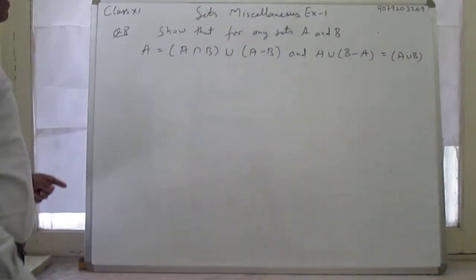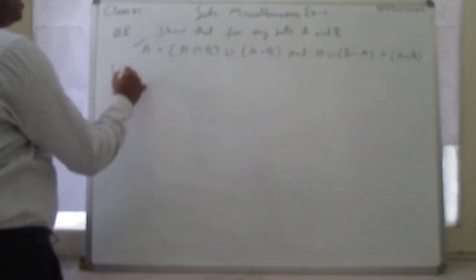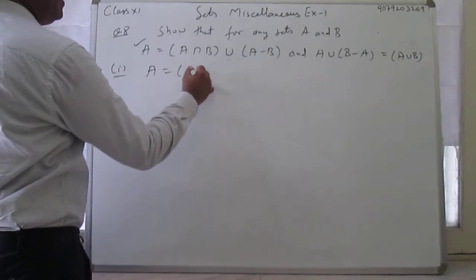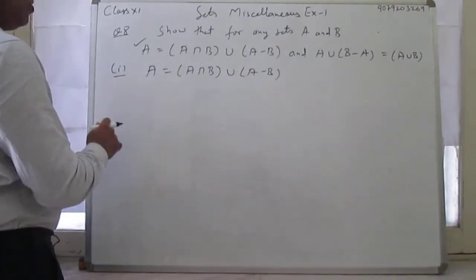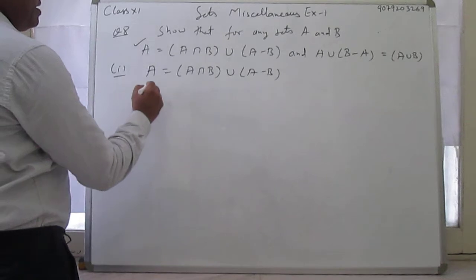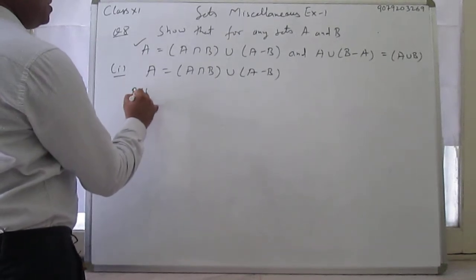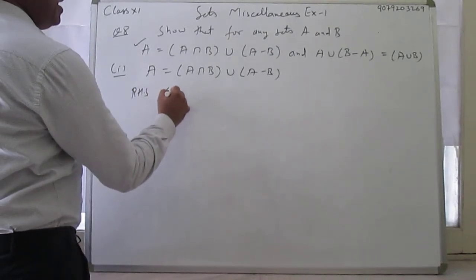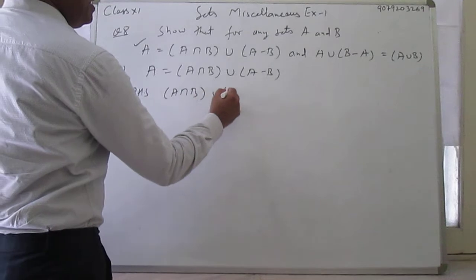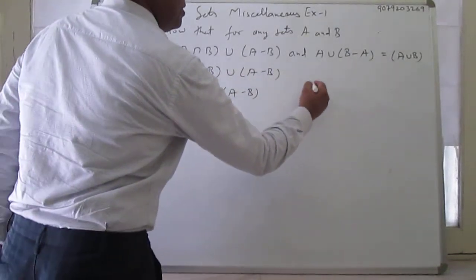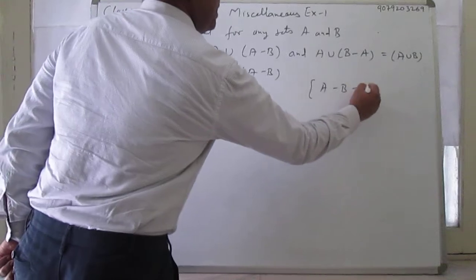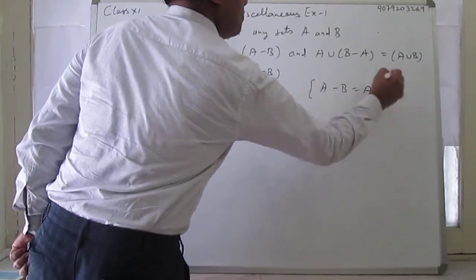You have to prove left hand side is equal to right hand side, or right hand side is equal to left hand side. I will take the first part: A is equal to (A intersection B) union (A minus B). So in this right hand side I will take (A intersection B) union (A minus B). A minus B, what can you write? A minus B you can write as A intersection B complement.